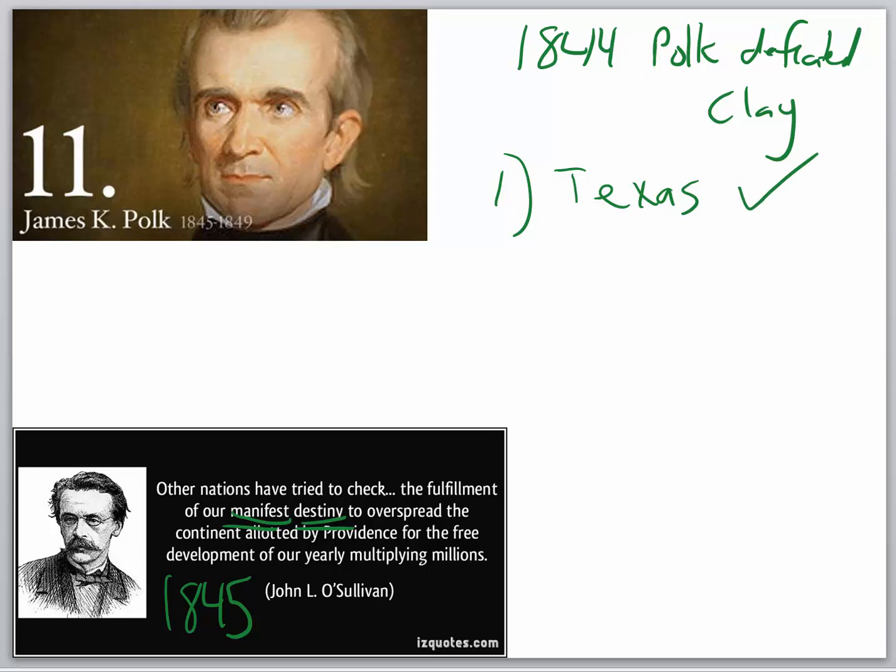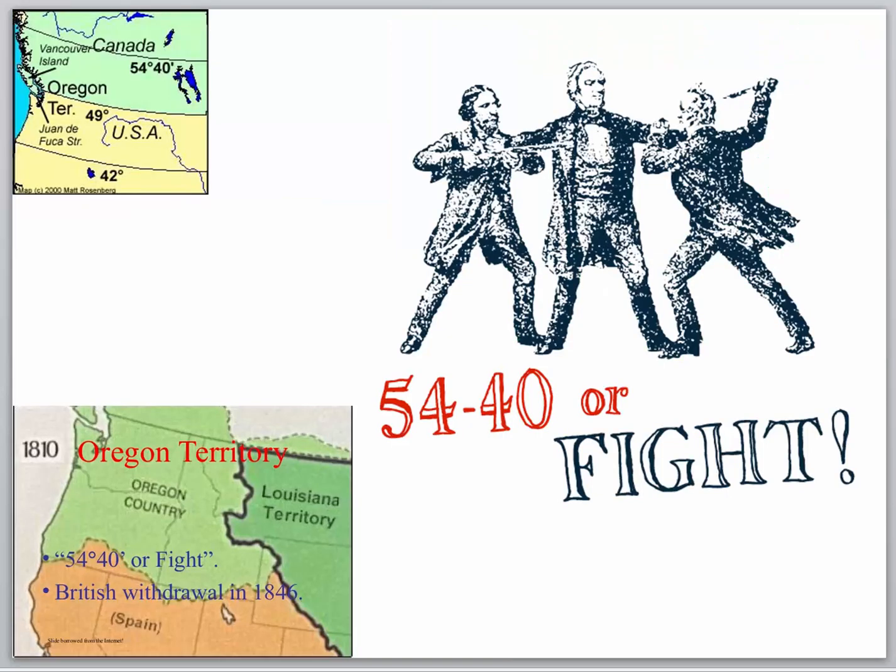Then we go to, actually in the next slide, Oregon. And for Oregon, we had a dispute with Great Britain. So this Oregon territory was claimed both by the United States and Britain. At this point, Spain and Russia had dropped out. And the slogan that we used was 54-40 or fight, meaning we want everything below the 54-40 parallel or else we're going to war.